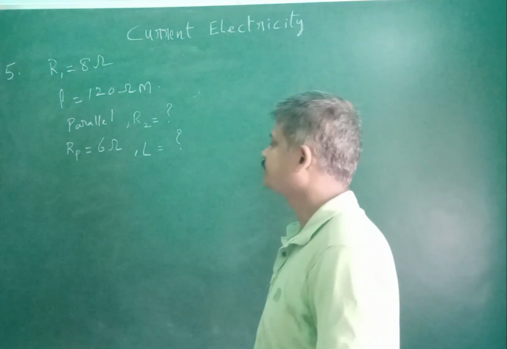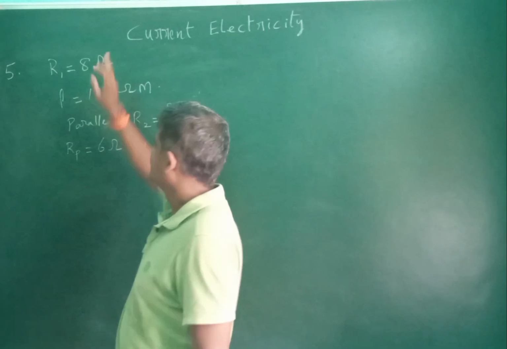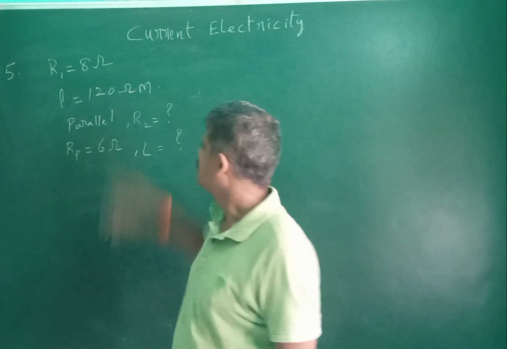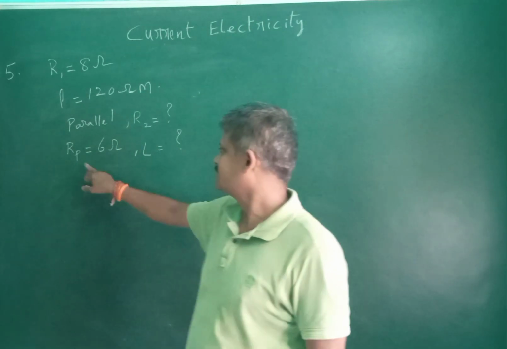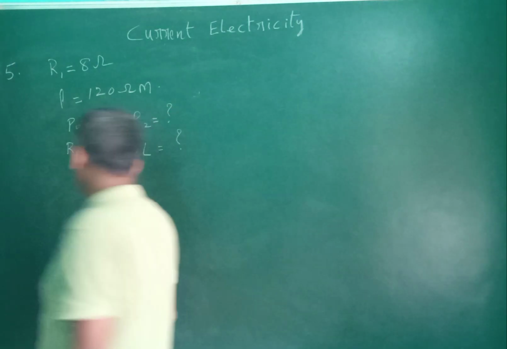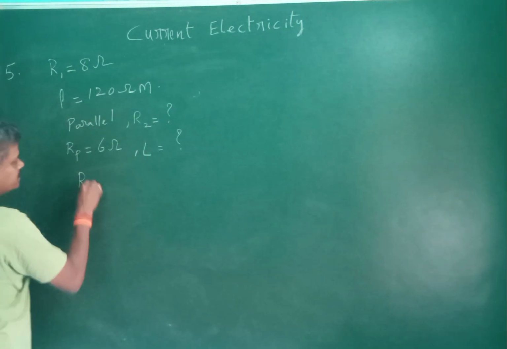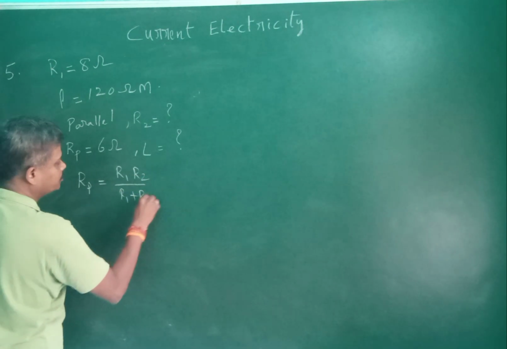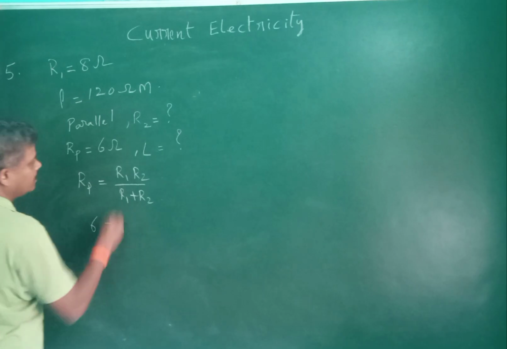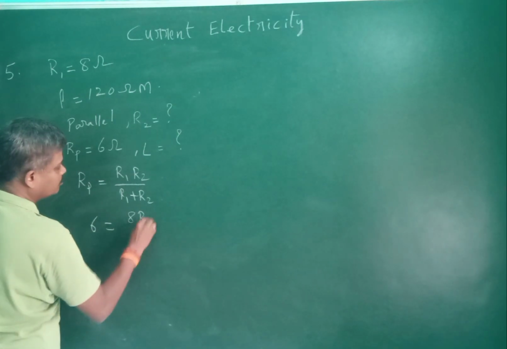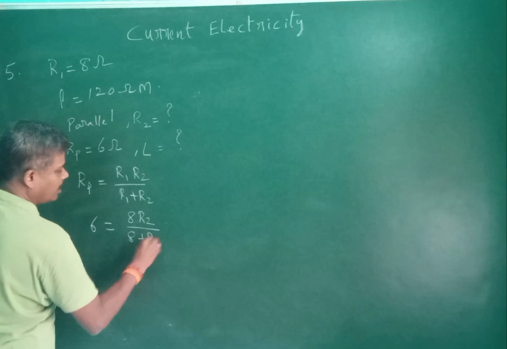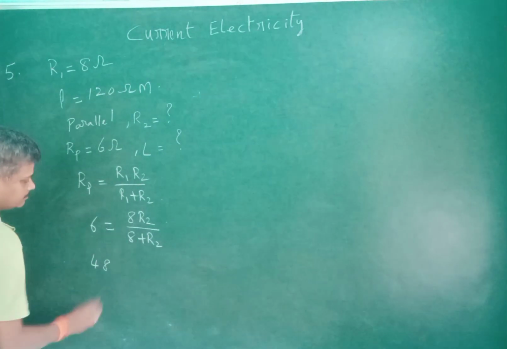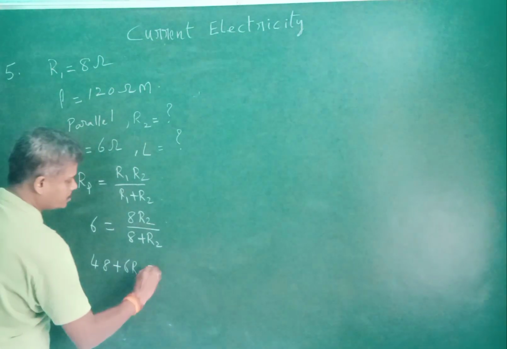Question number 5. You are given an 8 ohm resistor. What length of wire of resistivity 120 ohm meter should be connected in parallel to get a resistance of 6 ohm? Resistance in parallel combination is given by R1 R2 by R1 plus R2, where R parallel is 6 and R1 is 8, so 6 equals 8 R2 divided by 8 plus R2. From this, 6 8s are 48 plus 6 R2 is equal to 8 R2.